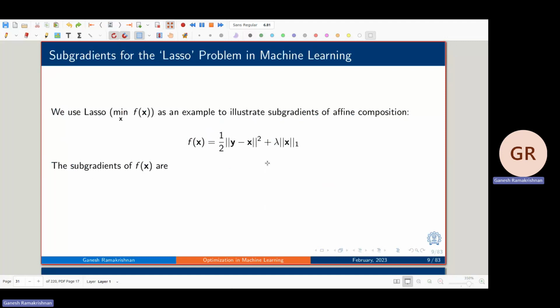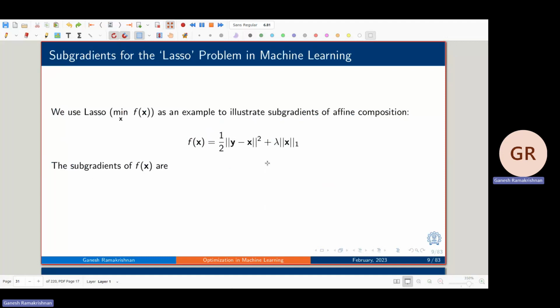You know these compositions? Well, chain rule, you can apply chain rule also. Or you can expand norm y minus x whole square as norm y square plus norm x square minus 2 times y transpose x, right? And then you can apply this rule, subdifferential of f1 plus subdifferential of f2.